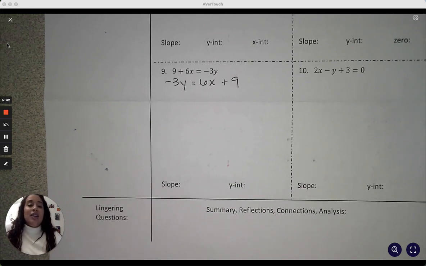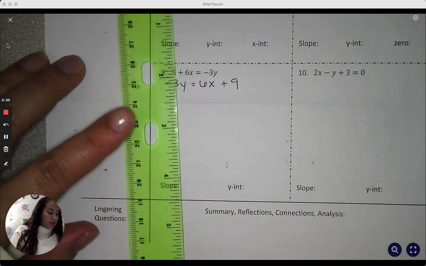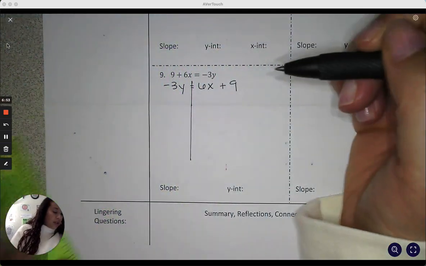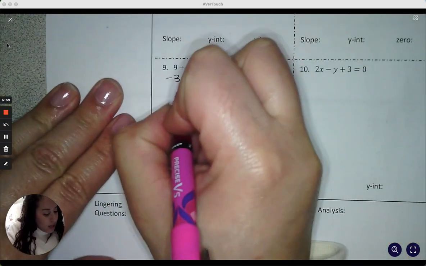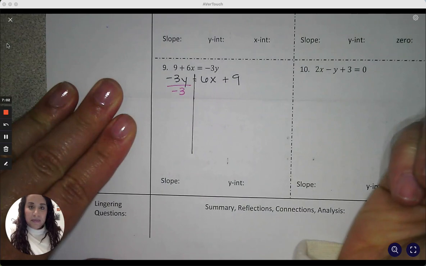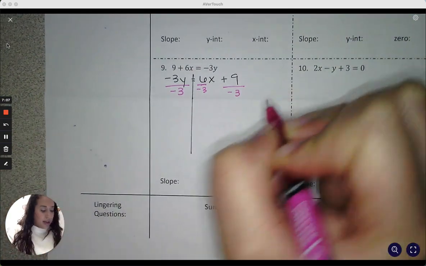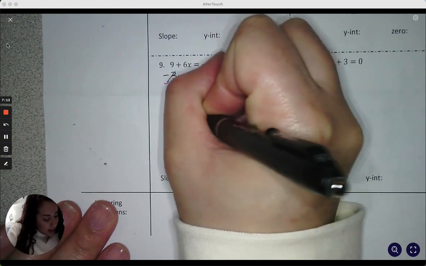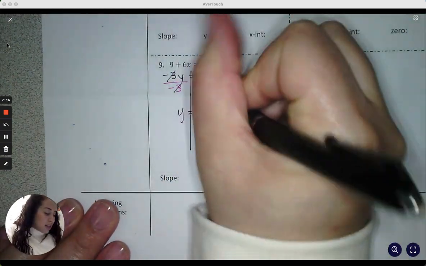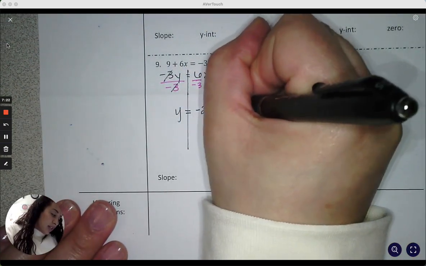Notice I'm already one step ahead of the slope-intercept form, okay? So my x is already on the other side of the equal sign. Now I just have to divide up my stuff. So I have to divide by negative 3, which means I divide this by negative 3 and this by negative 3. So these cancel and I'm still left with y. 6 divided by negative 3 is negative 2. And positive 9 divided by negative 3 is negative 3.